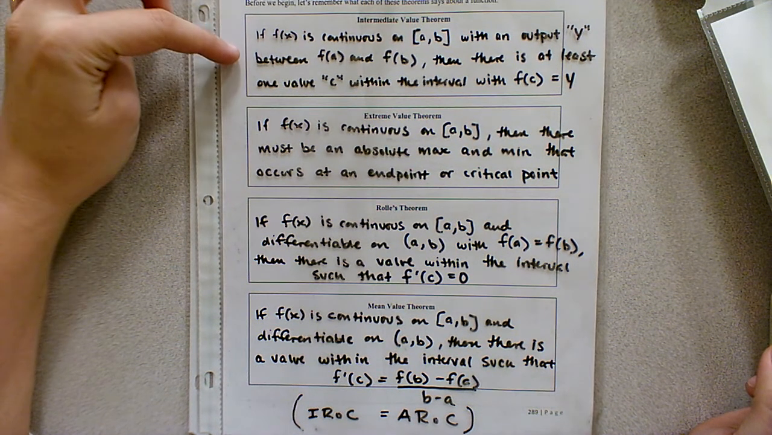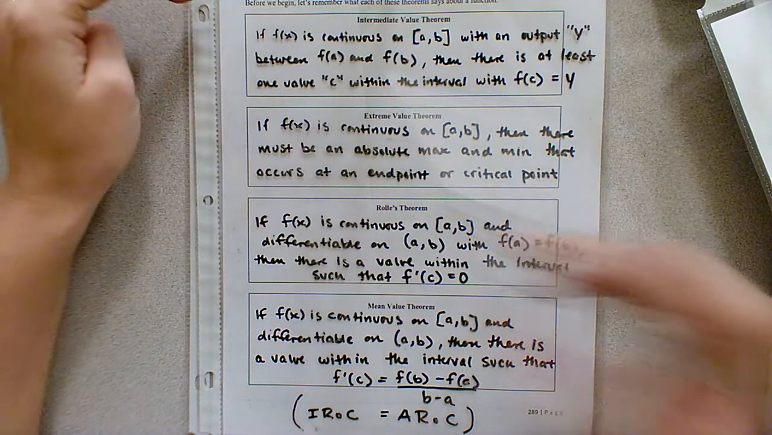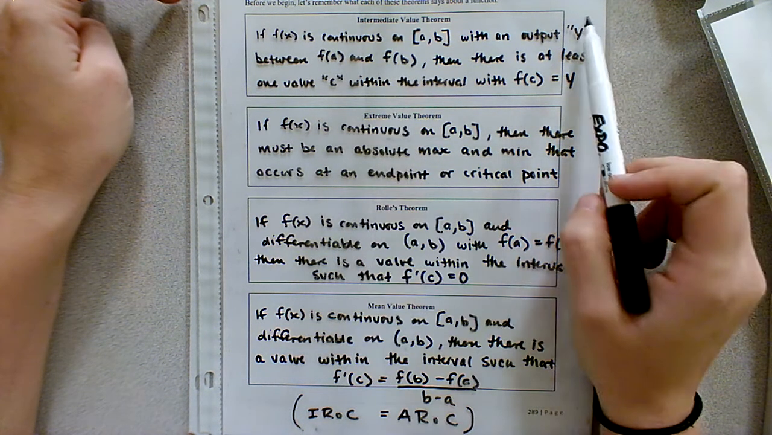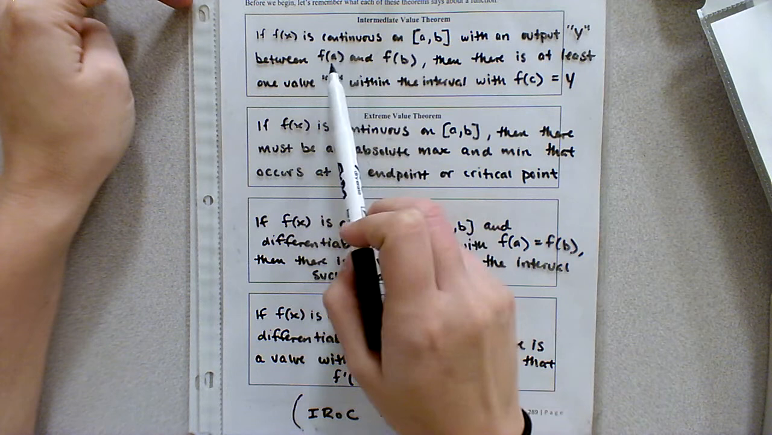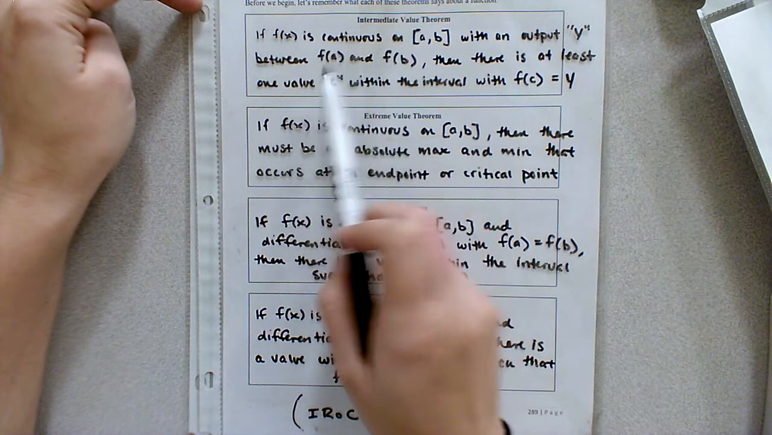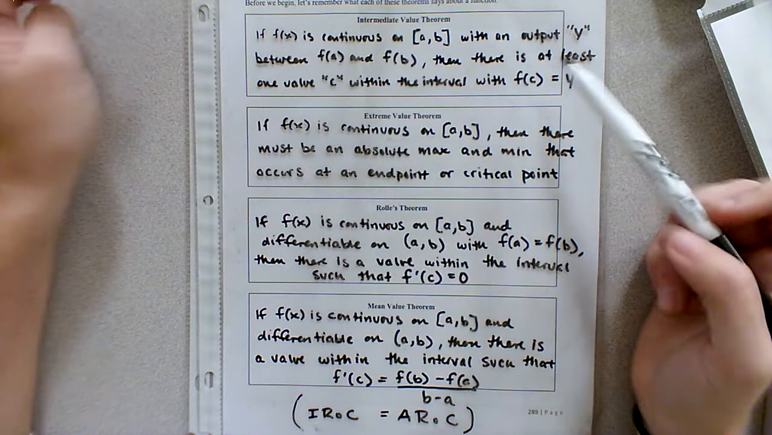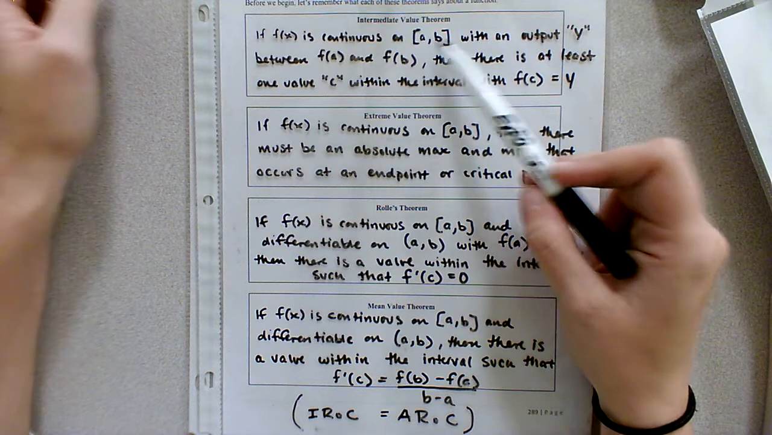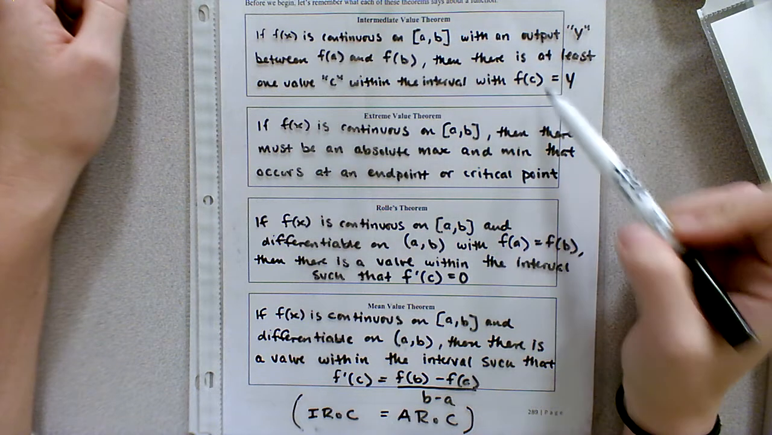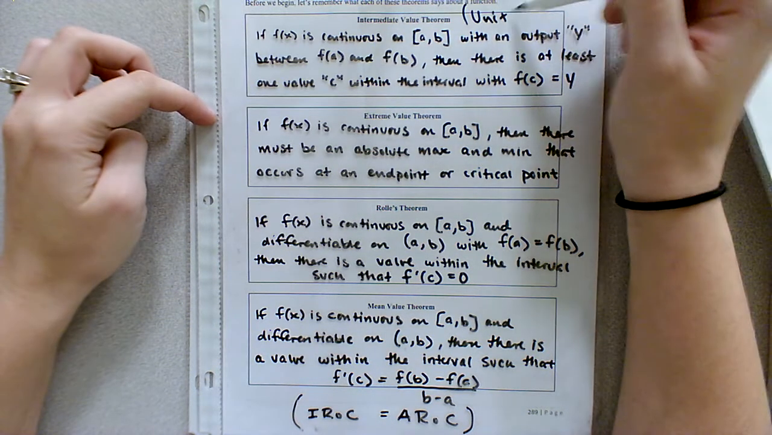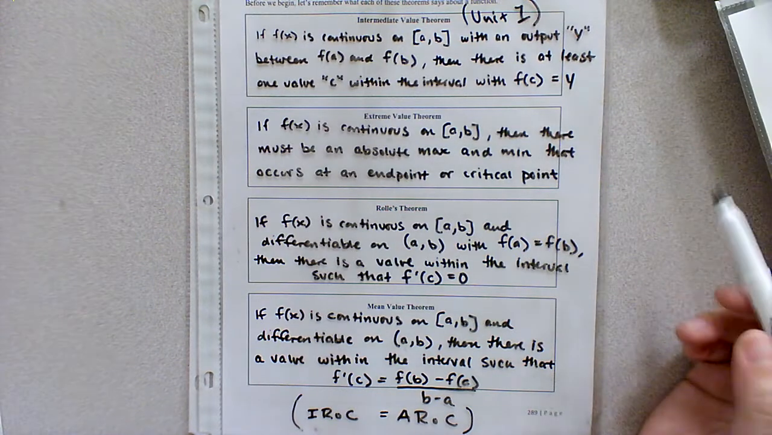That was when we said that if we knew the outputs of a particular function and we had some other output that happened to be in between these two outputs from the endpoints of the interval, then we knew that there was some special spot between these endpoints that would give us that output of y. This was all the way back in Unit 1, if you want to go ahead and refresh your memory with that.